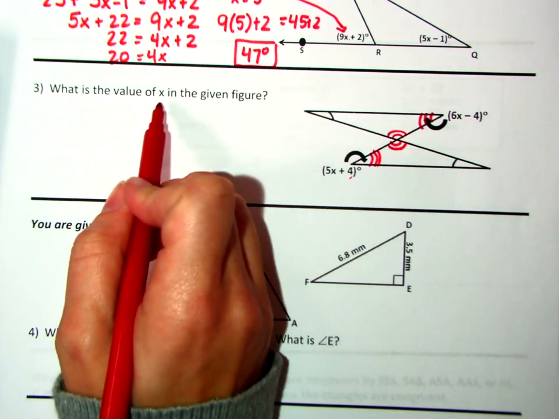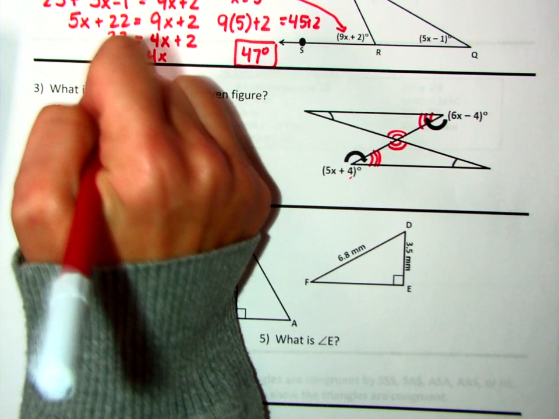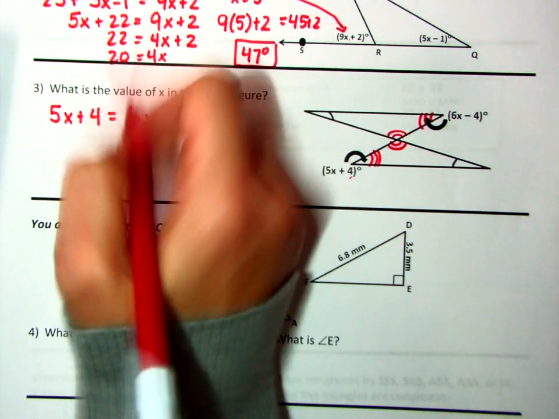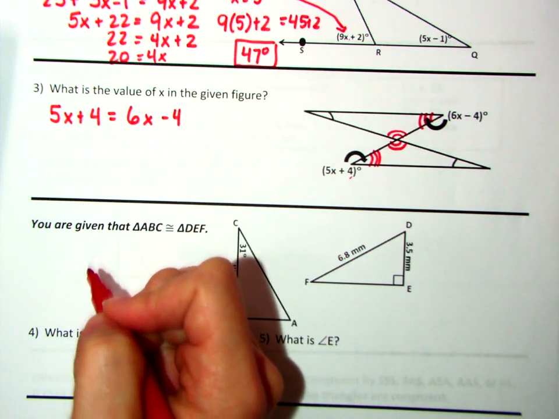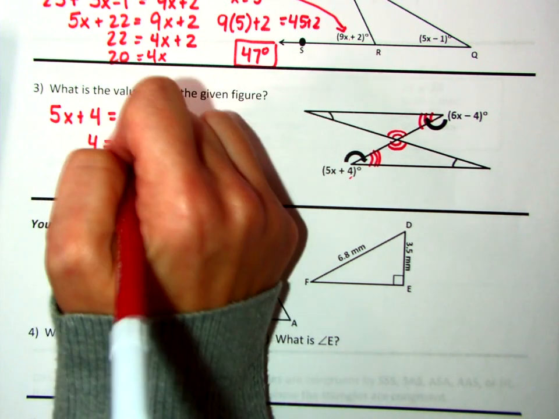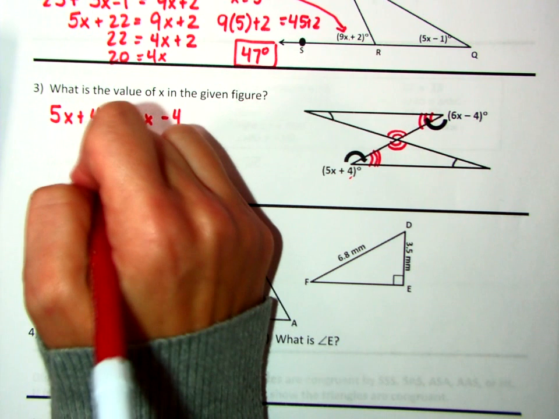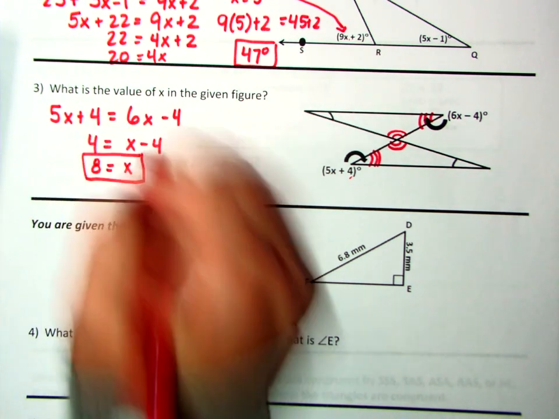So when it asks us to find x, we're going to set up an equation. The two angles are going to equal each other. So we have 6x minus 4 is equal to 5x plus 4. I'm going to subtract 5x from both sides, so x minus 4 is equal to 4. I'm going to add 4 to both sides, so x is going to equal 8. And now we've solved the question where it says find the value of x.